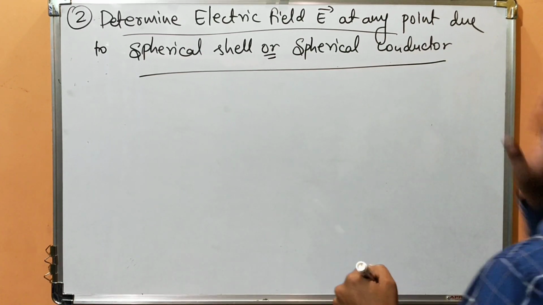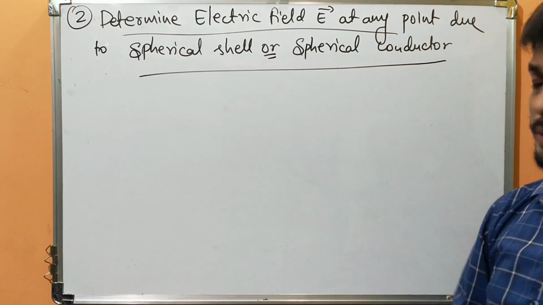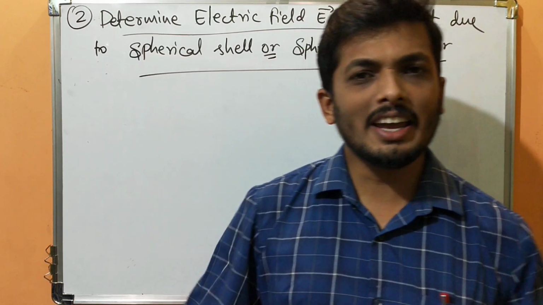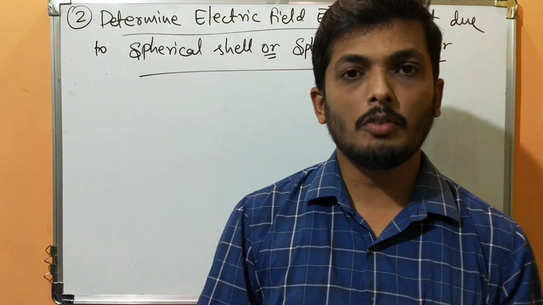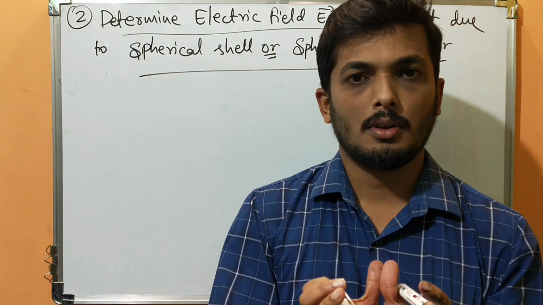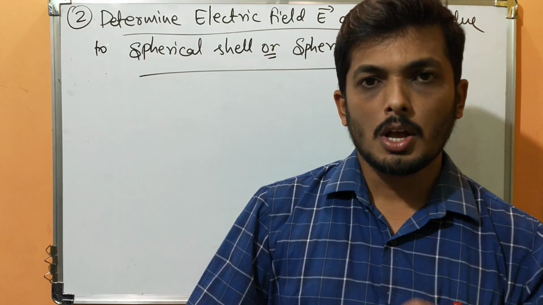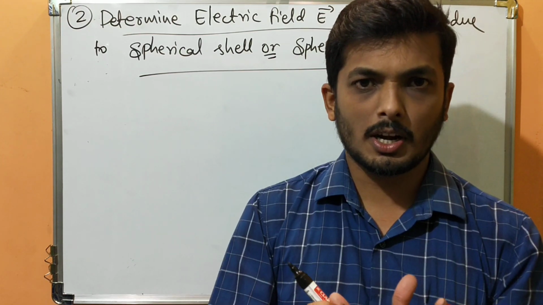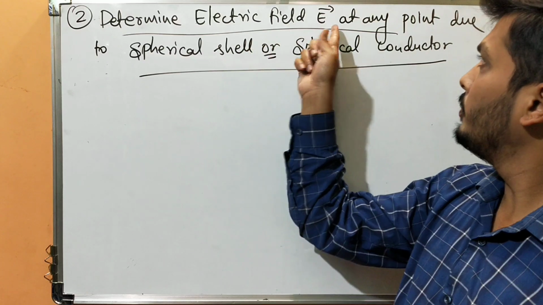So we are going to find the electric field at a point due to a spherical shell. Now a spherical shell or spherical conductor. Again I have a conductor. What kind of conductor? It's a spherical conductor, a two-dimensional conductor where charge is distributed uniformly over the surface, and we need to find the electric field E at any point.